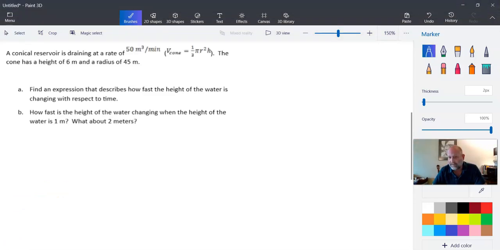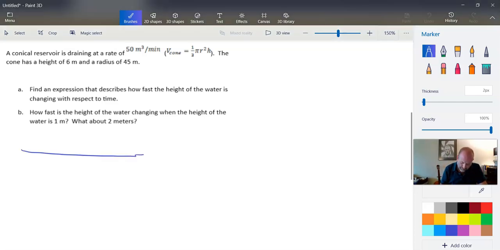All right, so our last example here. We have a conical reservoir that's draining at a rate of 50 cubic meters per minute. The cone has a height of 6 meters and a radius of 45 meters. If you're not familiar with the word conical, it just means that it's in a cone shape. And so this is a really wide cone. It's 45 meters wide, but it's only 6 meters deep. So we have a big, wide opening.